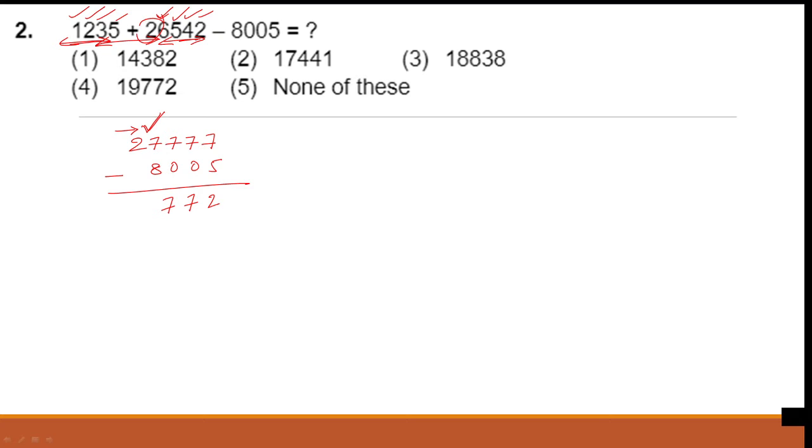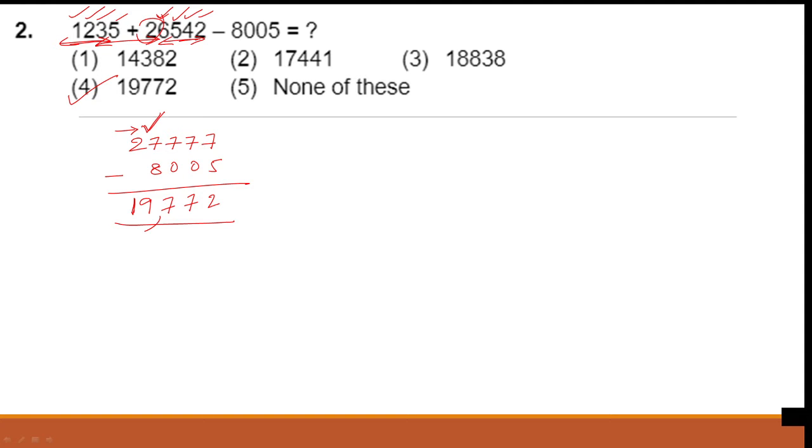17 we are subtracting 8, and 1 will be the remaining here. From 17 we need to subtract 8. 17 minus 8 is how much? 9. So the answer is 19,772. Fourth one is the correct answer.